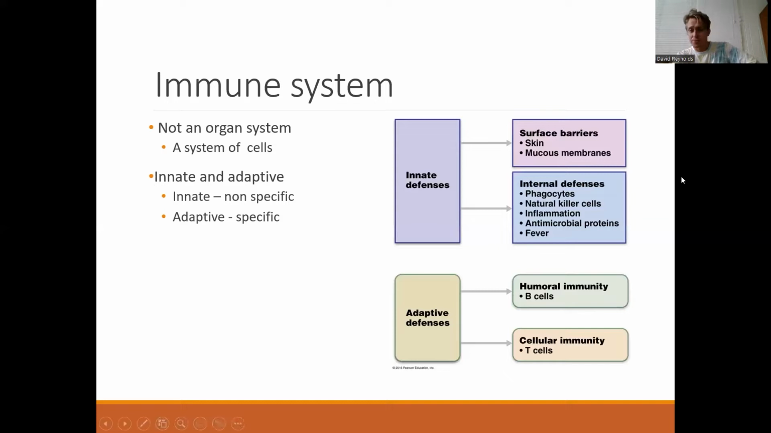But it's not just the cells that are involved with the internal defenses. So things like inflammation, and we also have proteins that attack different types of pathogens. And even fever is a type of innate immune response. We're producing a fever to kill whatever pathogens are in our body. But again, all those processes are non-specific. Any type of foreign pathogen that comes in, you're going to initiate these responses, and the responses target that pathogen.